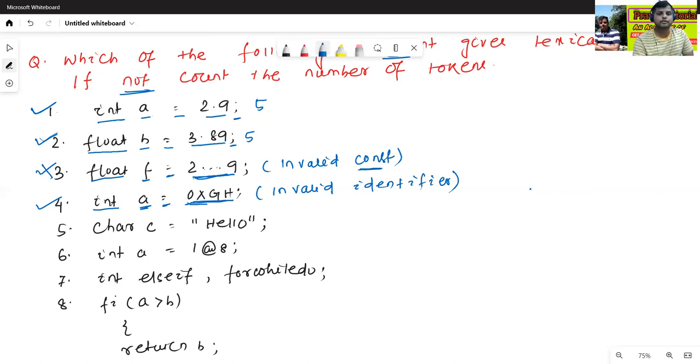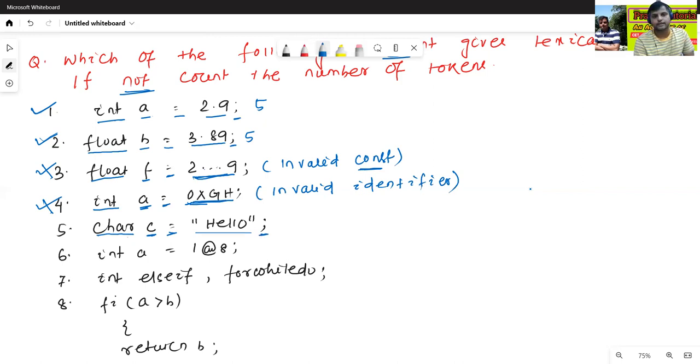Okay, so the fourth statement contains the lexical error. Now we'll see the fifth one. This character is a valid token. C is a valid token. Equal is a valid token. And this one is a valid token, which means this is a valid string. And this one is valid.